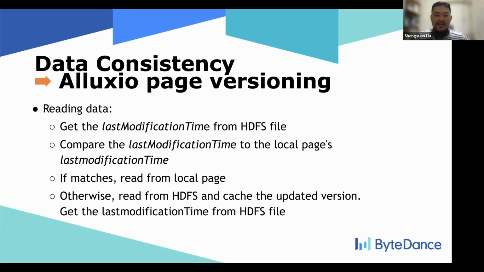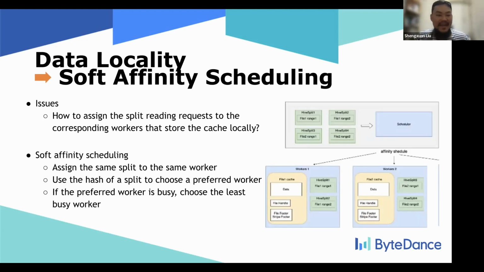So this is the first part of these three steps of the Alluxio cache integration, and this is how we make sure that the data is consistent between the local cache and HDFS. Now I would like to talk about data locality. Data locality means how we store the local cache in this distributed cluster.